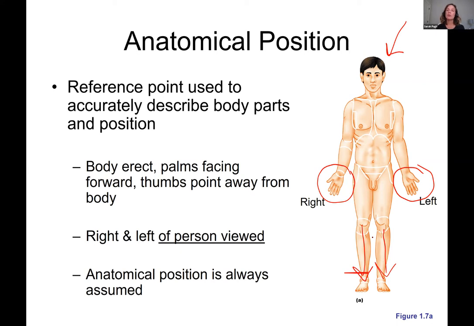Now, one thing I want to point out is that, especially when you use the term right and left in anatomy, we are always talking about the right and left of the patient or the person that we're viewing. So when you look at this image, you can see that right that's labeled is the patient's right. It's not your right. And that's really important. If you think about a hospital setting, if doctors are going to amputate the right leg, you want to make sure it's the patient's right leg, not the one that's on the right side for the doctor. Okay, so we always use anatomical position.